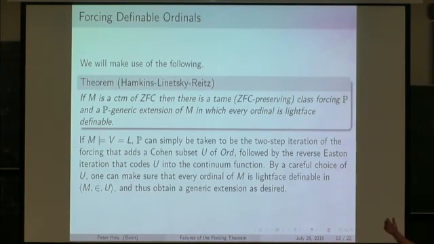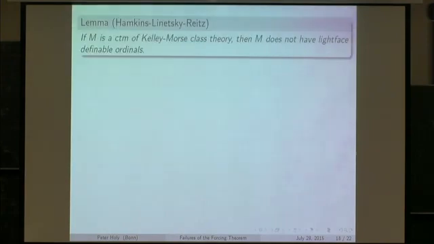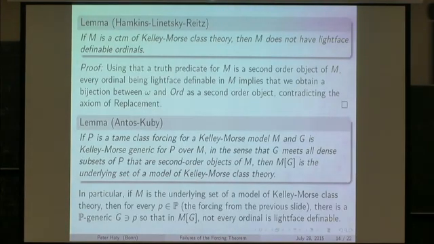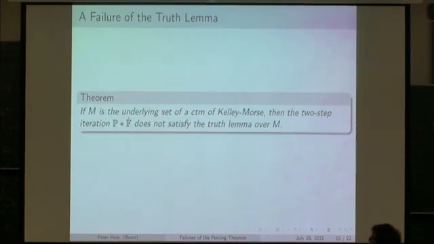Well, take any condition in this forcing. This forcing was a two-step iteration, which first adds a Cohen subset of the ordinals and then codes it into the continuum function. So if you start with a model of Kelley-Morse and take any condition and a generic, then the generic extension satisfies Kelley-Morse, and thus by this lemma, it cannot have all ordinals light-face definable. I mean, it's a triviality. And so that's the main theorem.